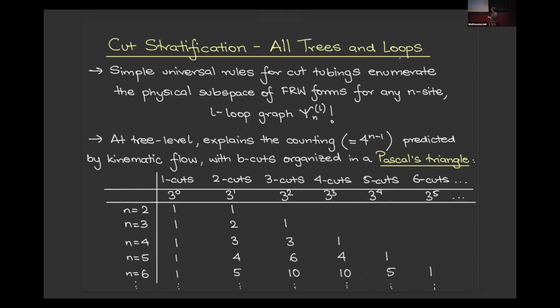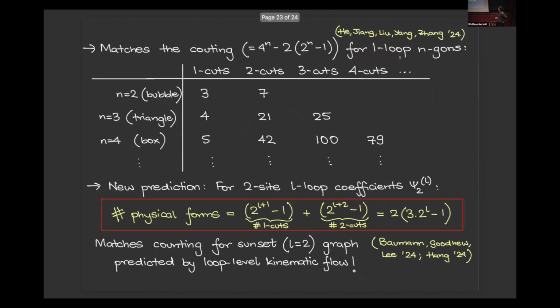So these graphical rules, just these 3 rules, the cohomology condition, the good cut, and the degenerate cut conditions, are enough to enumerate the physical subspace of FRW forms for any n-site L loop graph. At tree level, this explains the counting given by kinematic flow. And surprisingly, these cuts get organized in a Pascal triangle structure. We agree with the counting presented for n-gons at 1 loop. And this is quite powerful and allows us to make predictions for the number of physical master integrals, say, for the 2-site L loop graph. This matches with the counting presented for the sunset graph using loop level kinematic flow.